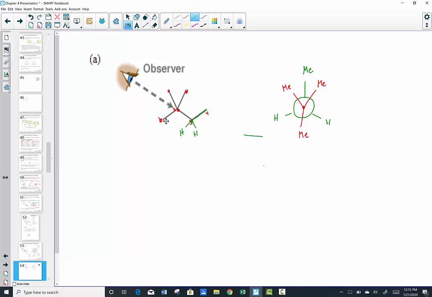What is that? 1, 2, 3, 4. So it's 2,2-dimethylbutane. Now, build that molecule and spin it in space. Hold the front carbon still, and then spin the back carbon and watch what happens to all of the substituents.